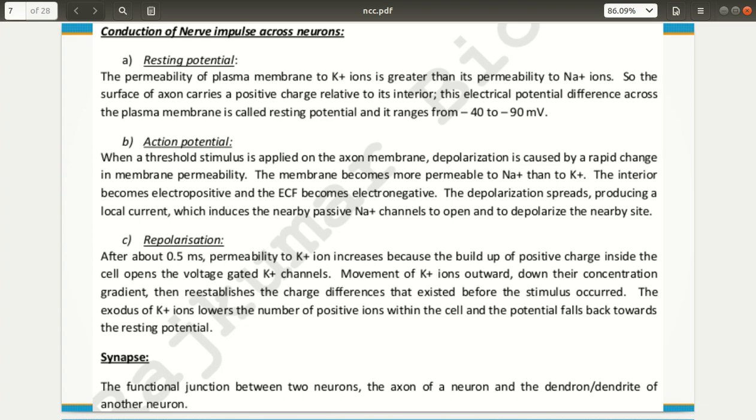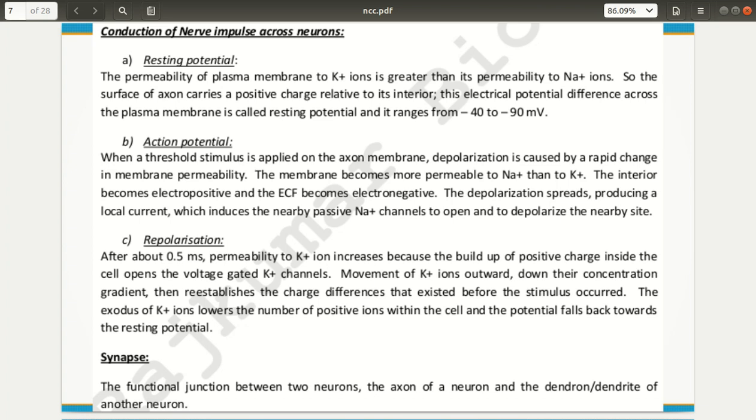So in the resting potential, the permeability of the plasma membrane to potassium ions is greater than its permeability to sodium ions. So the surface of the axon carries a positive charge relative to its interior. So there is an electrical potential difference across the plasma membrane, which is called the resting potential, and it ranges from minus 40 to minus 90 microvolts.